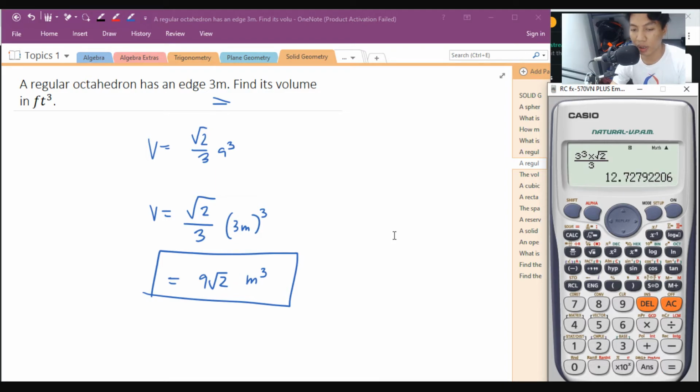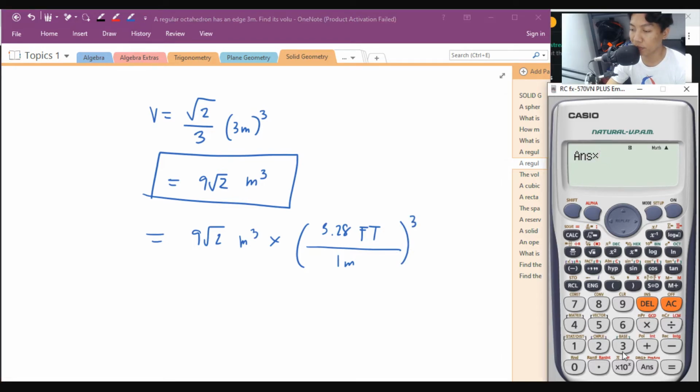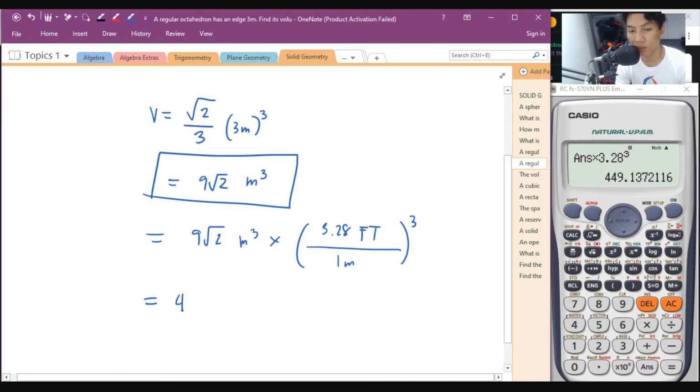Tapos gagawin natin siyang feet. Kailangan is in feet. O i-multiply na lang natin. 9 square root of 2. Tapos sa meter cube. Ilan ba ang meters per feet? You have 1 meter in every 3.28 feet. Naka-cube. O di cube mo rin to. So, i-multiply na lang natin siya ng 3.28 cube. The answer will be 449.137 feet cube. That is the answer.